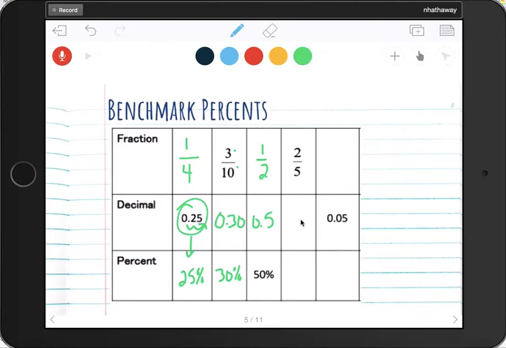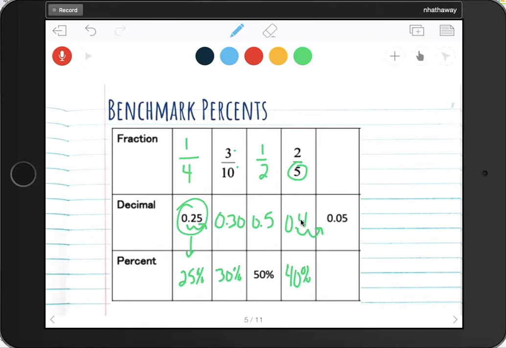Now let's look at 2/5. This is one you're going to just need to know. 5 goes into 100 how many times? 20 times. So 2 out of 5, 20 times 2 is going to be 0.4 or 40. 0.4 as a percent, move that decimal 2 times, you get 40%.